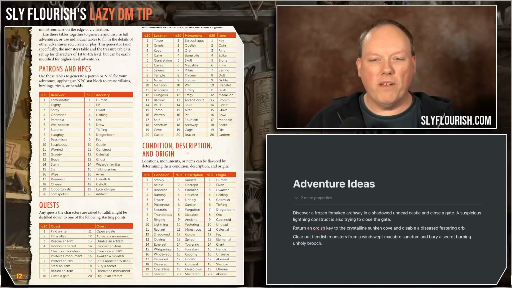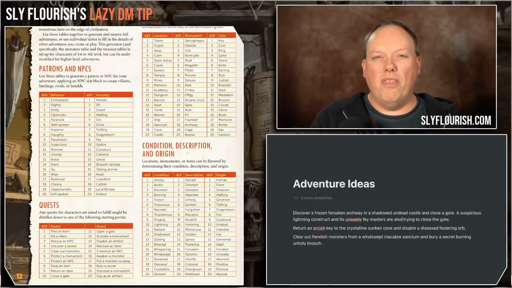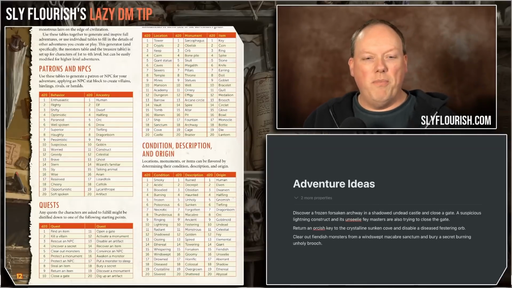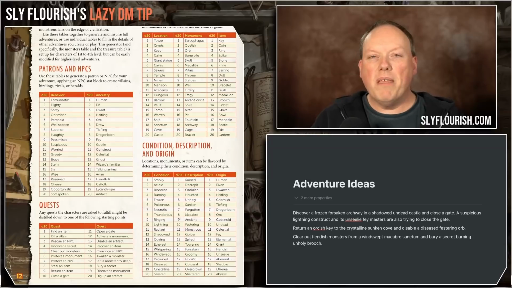Since it's a construct, what if it's actually being run by somebody else? We can roll again on the origin table and see who constructed it. Unseelie Fae, right? Maybe you can ally with them. Maybe they don't trust you because they're suspicious, right? So we can sort of mix and match, right?